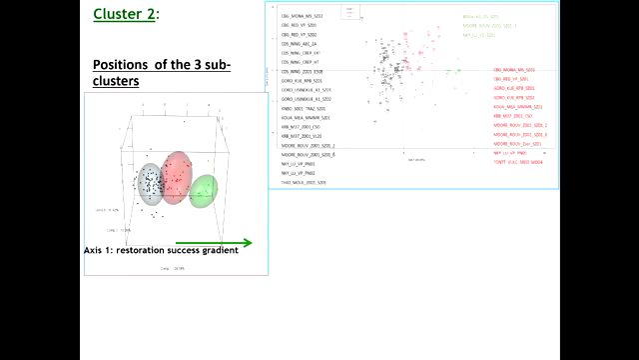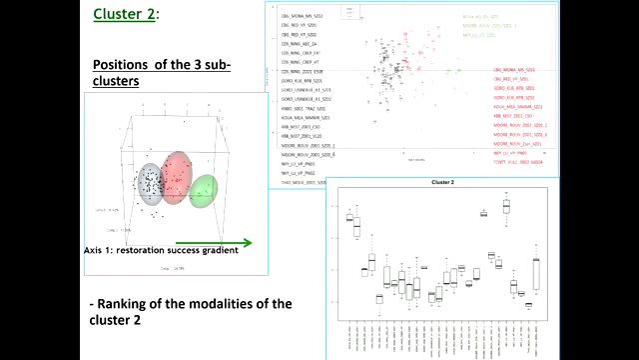So we have done this for the three clusters. Here the cluster 2, also with a ranking of all the modalities, as we have seen for the cluster 1.